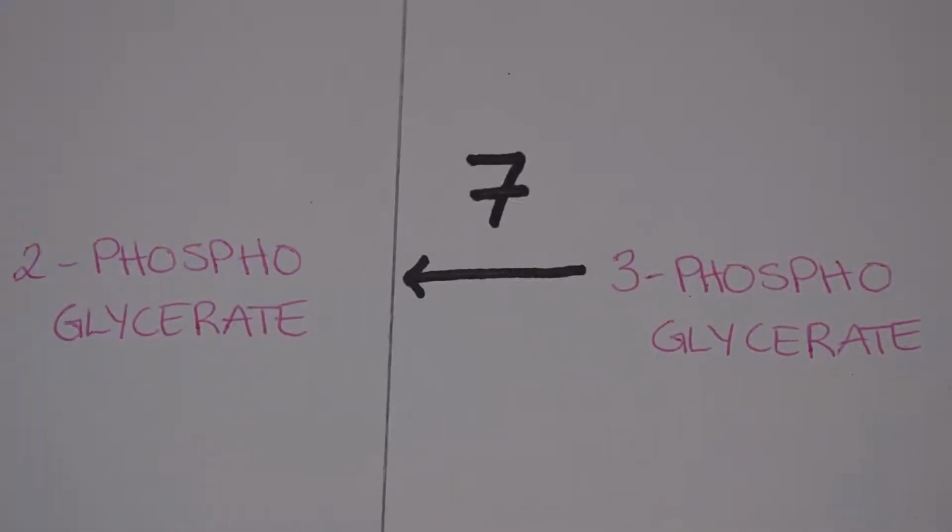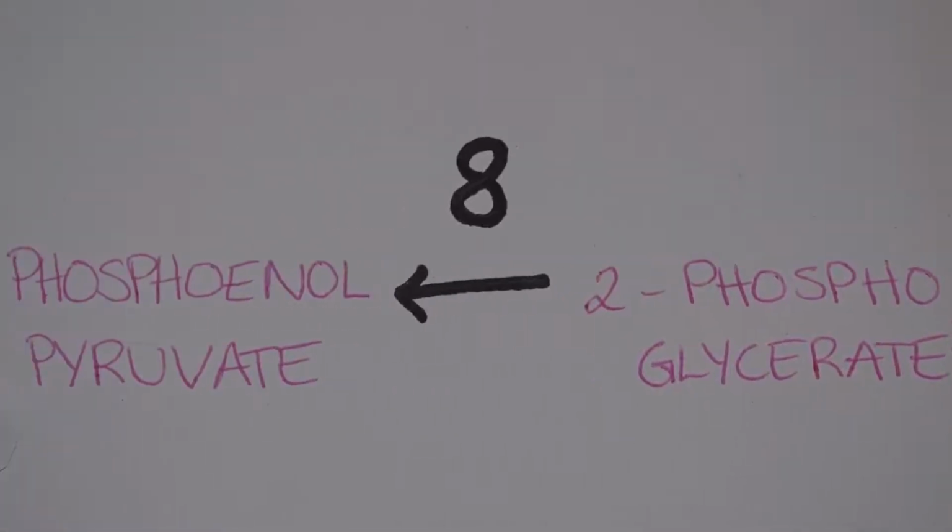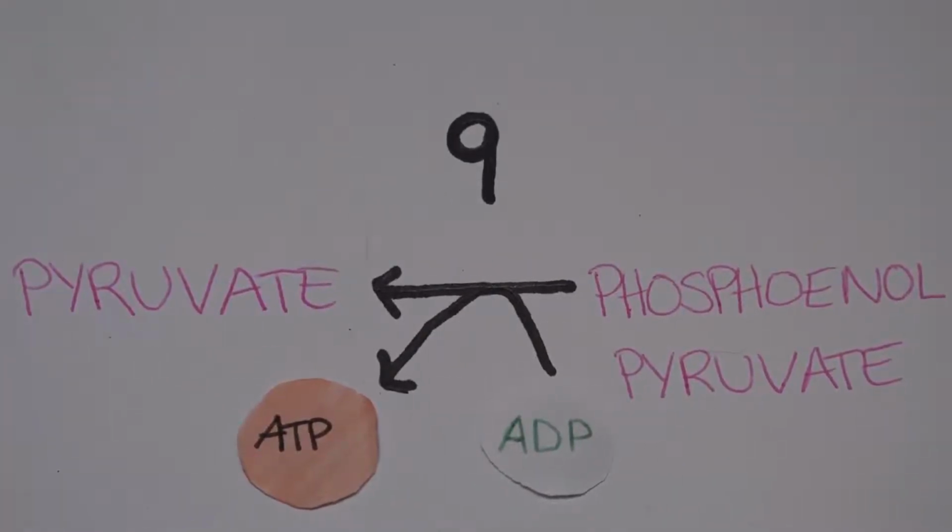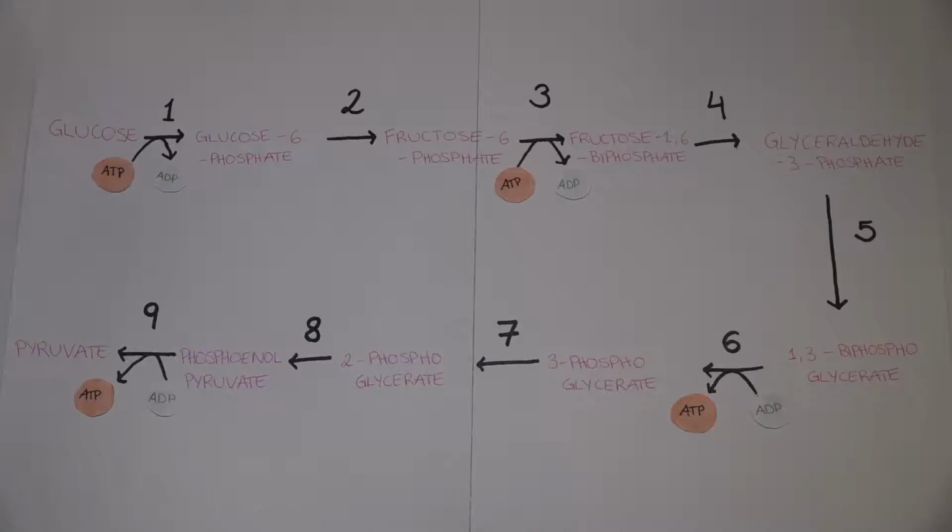The following reaction is where 3-phosphoglycerate turns into 2-phosphoglycerate. In reaction 8, 2-phosphoglycerate turns into phosphoenol pyruvate. Reaction 9 is important as it is the final limiting step. In this reaction, phosphoenol pyruvate turns into pyruvate by the enzyme pyruvate kinase, producing 1 ATP in the process. In glycolysis, a total of 4 ATP are made, but 2 are used up in the process, therefore the net gain of ATP is 2.